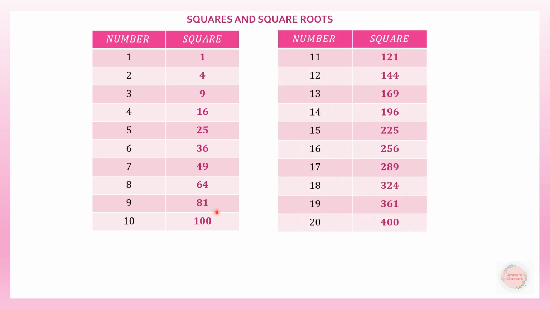And then in the next table we have numbers from 11 to 20 and their squares. Now children, it will always be good for you to learn this table by heart, because when you use them in your questions, instead of wasting time multiplying each number again, if you know this by heart, at least from 1 to 20, if you know their squares, it'll be really good.